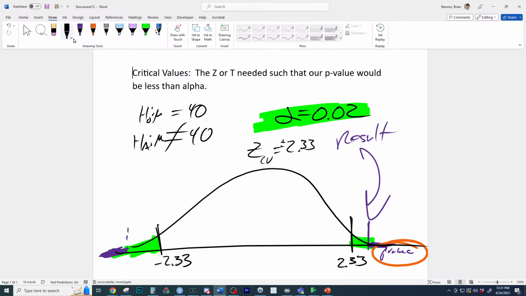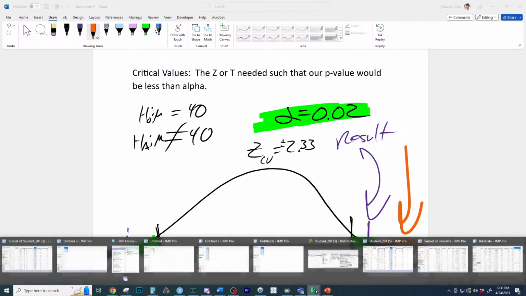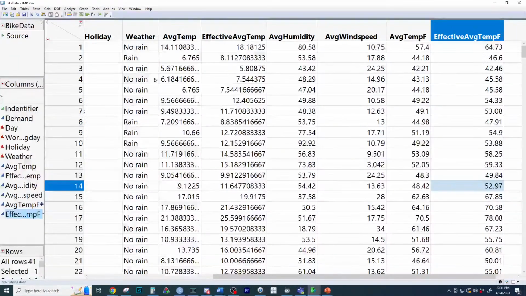But once again, the reason I don't do this, I'm not a big fan of it, is because all you really should report to people is the p-value. When you use statistical software, it doesn't give a critical value. It just literally gives you a p-value.